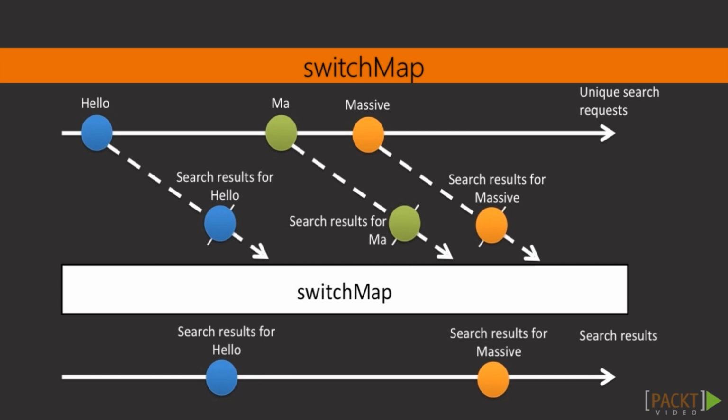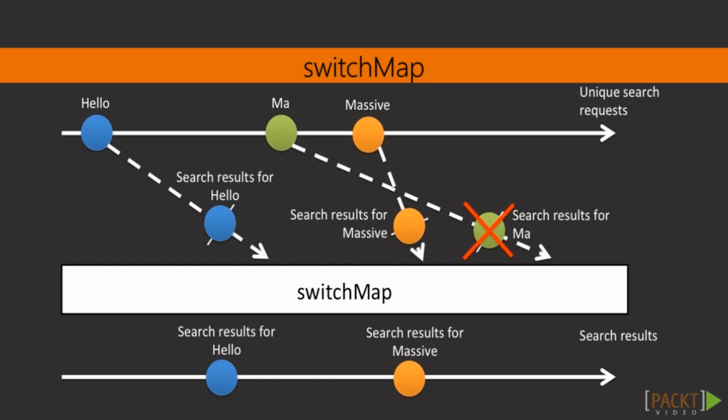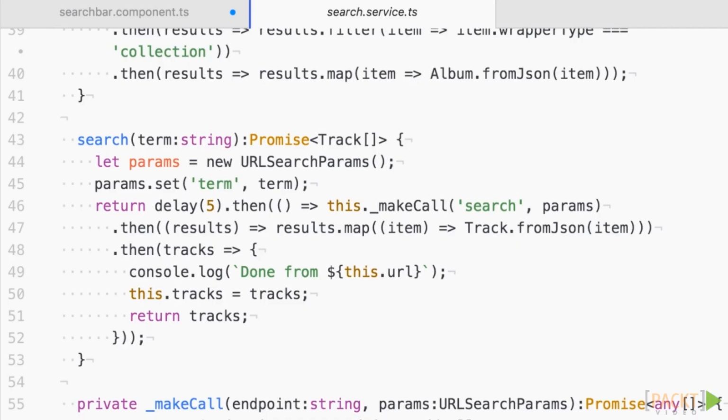So in this marbles diagram, for example, as the search results for hello are emitted, switchMap will emit them as well. Now let's say we start a search for MA, but before the search completes through the API call, another search is requested for the term massive this time. The behavior of switchMap is to then not emit the results for MA, since another stream has already started. That's perfect because it guarantees that we will never have the results of an older search overlap those of the latest search. By the way, to see that effect later in the browser, I've added a 5 seconds delay on the search service API call.